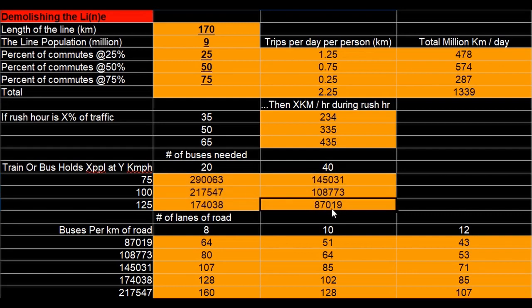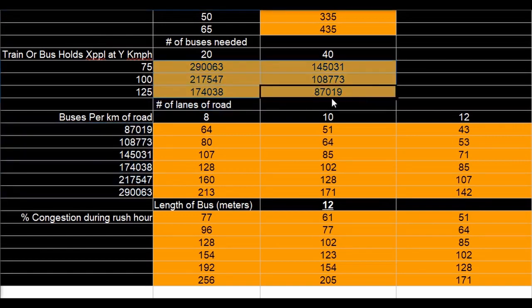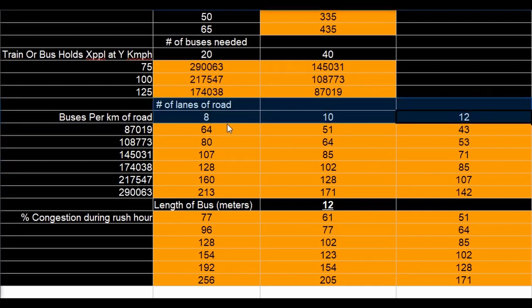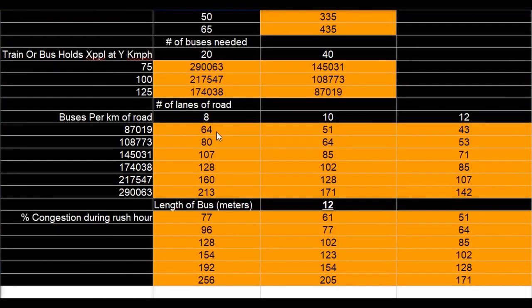So at minimum, we need 87,000 buses during rush hour for the whole city. This sounds extremely crazy, but that's one bus per 100 people, which seems like it's within the range of what our mathematics should be, right? This is 290,000 buses. So moving further, we have this range. From this range, it's just transported, and we have our required number of lanes of road for this main stretch of transit. 8 lanes, 10 lanes, 12 lanes.